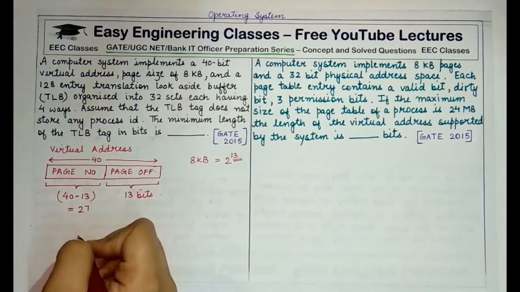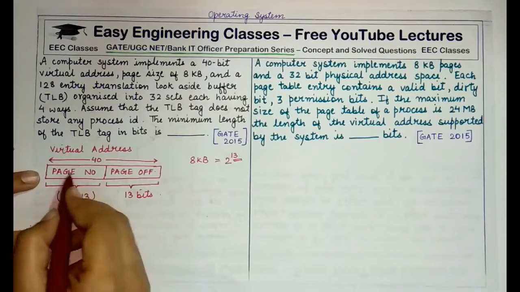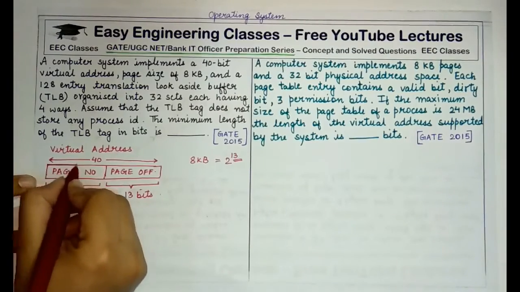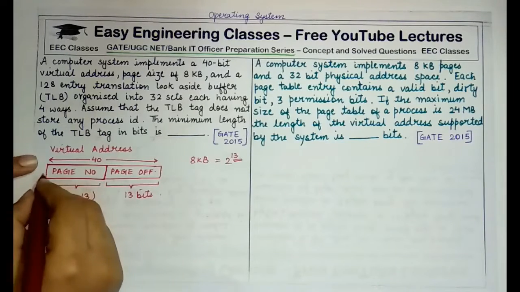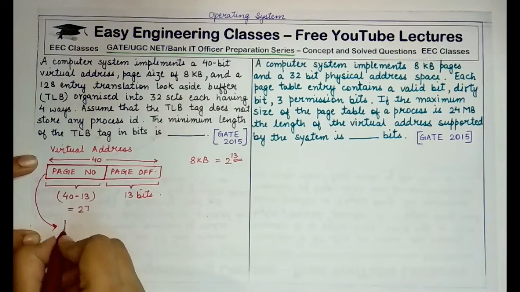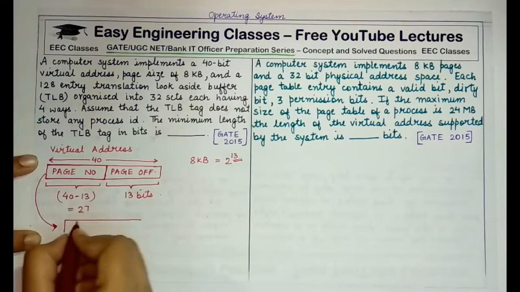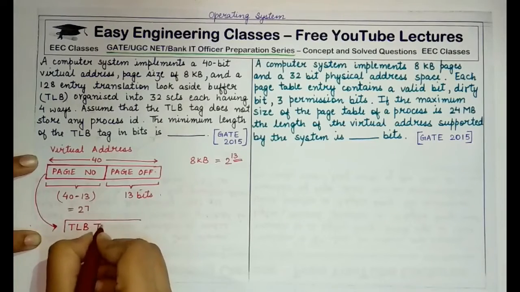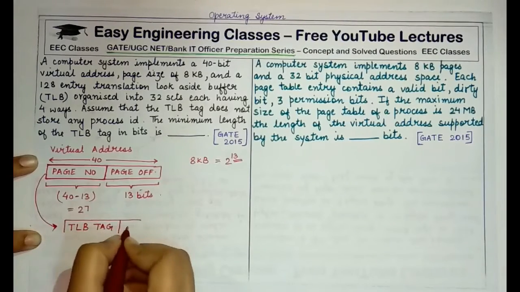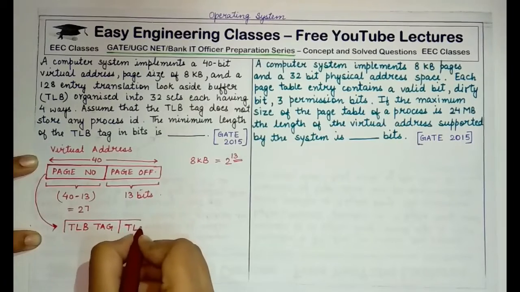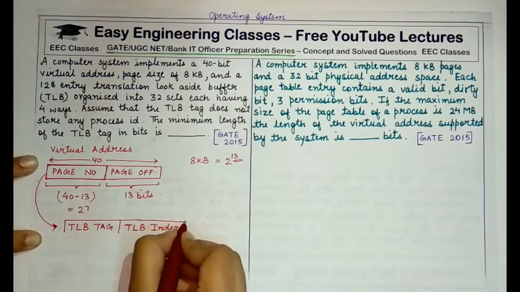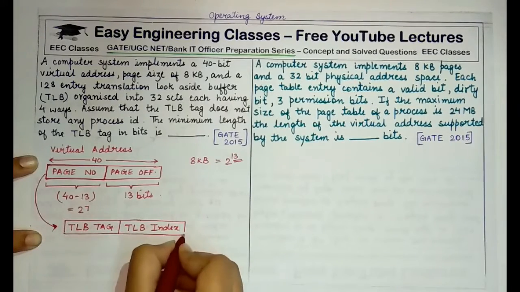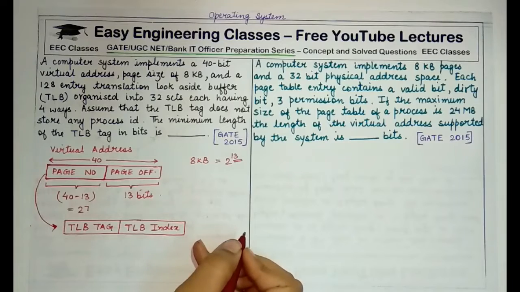Now what else you need to know is that this page number field, in the presence of a translation lookaside buffer, can further be divided into two fields. And what are those two fields? The two fields are the TLB tag, that means translation lookaside buffer tag, and the second part is the TLB index. Now you must be careful that there is a lot of information specified in this question, and some of this information is not actually needed.